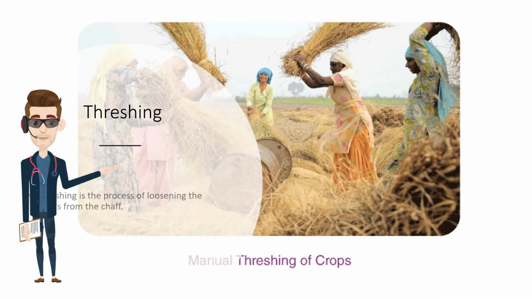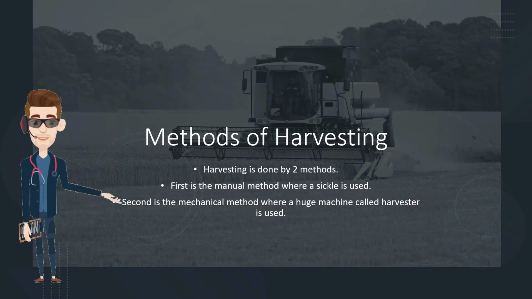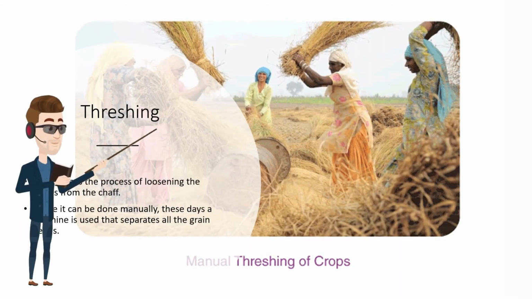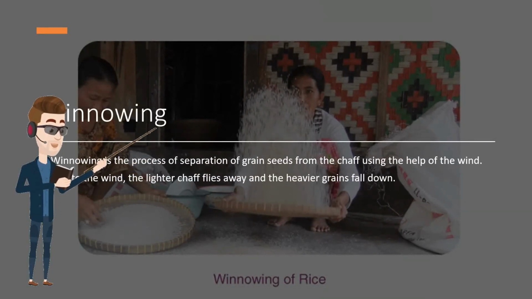Threshing. Threshing is the process of loosening the grains from the chaff. While it can be done manually, these days a machine is used that separates all the grain seeds. Winnowing. Winnowing is the process of separation of grain seeds from the chaff using the help of the wind. Due to the wind, the lighter chaff flies away and the heavier grains fall down.